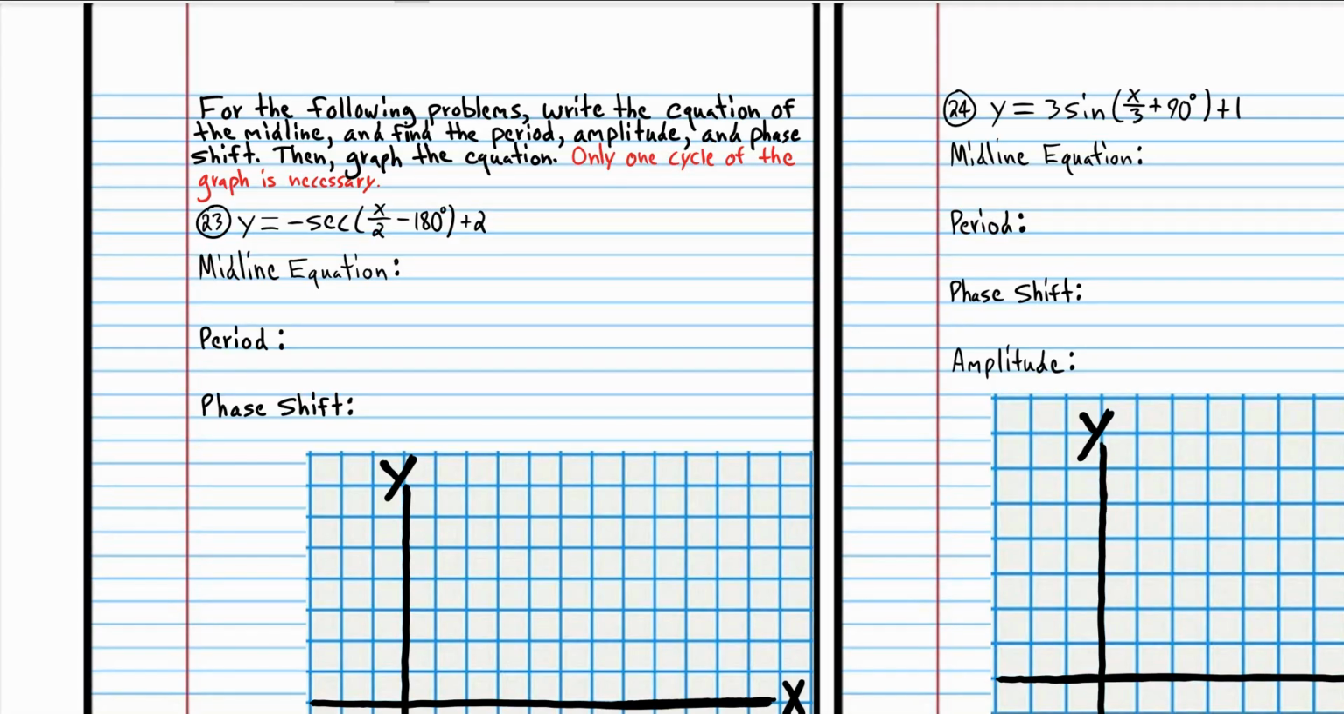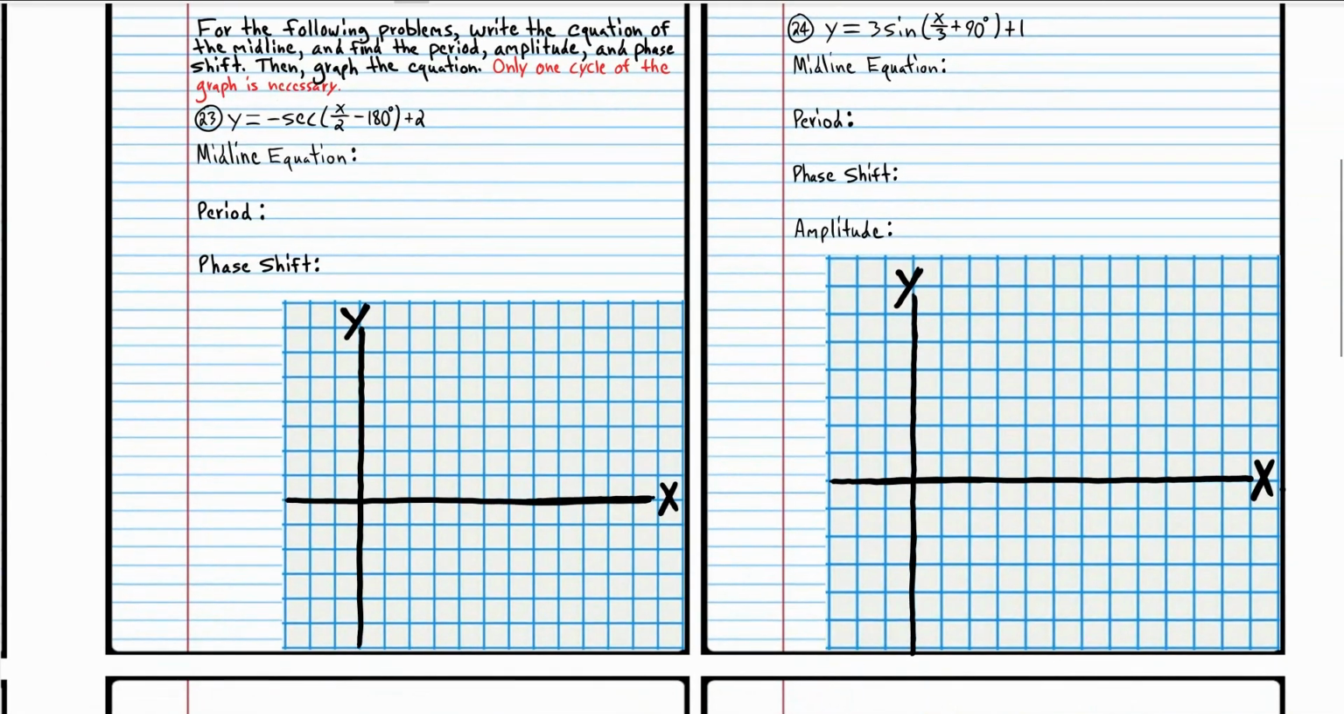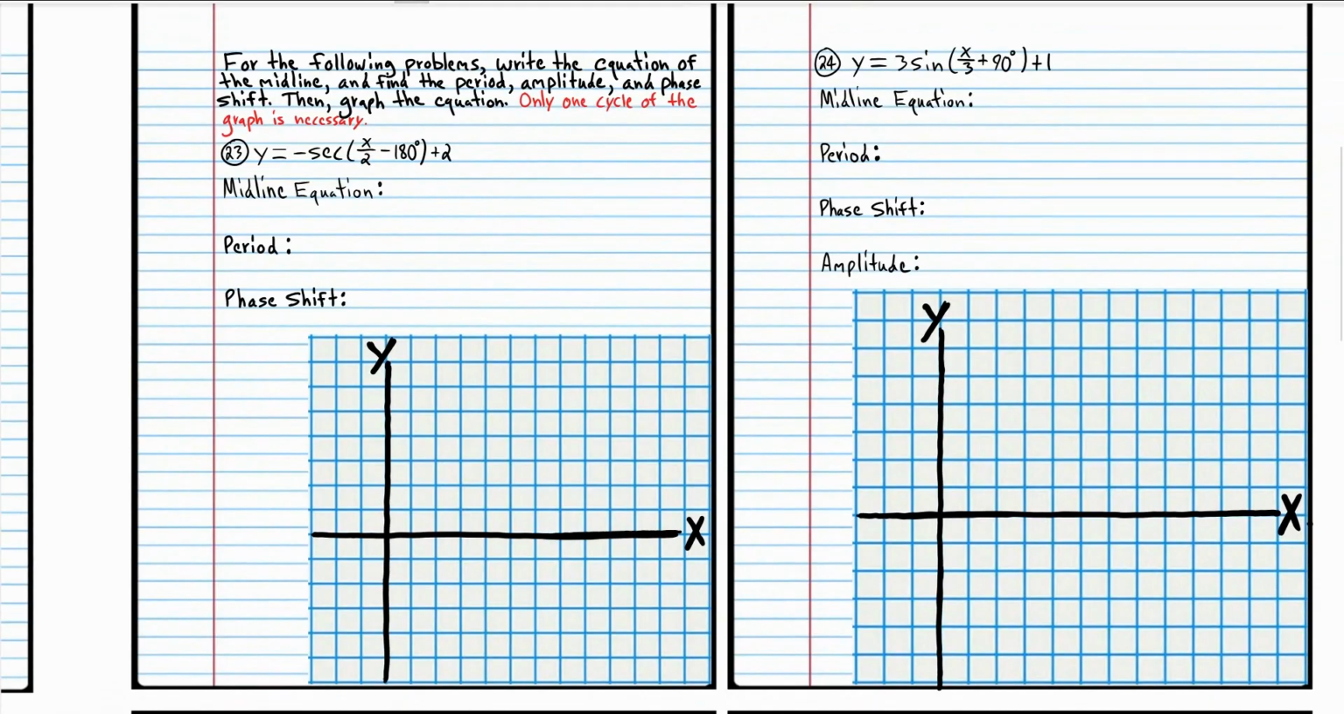Okay, let's try number 23. We don't really have time to show all the different transformations, so as long as you have the equation of the midline and the period and the phase shift, you should be able to graph without really going through every single step. So go ahead and try number 23. When you come back, we'll do it together.